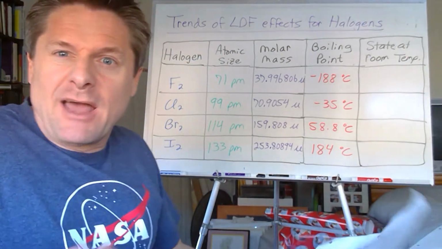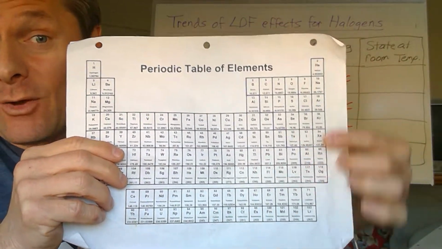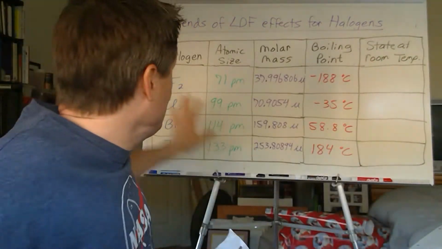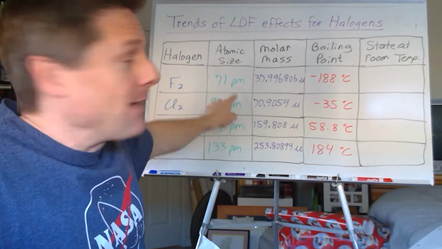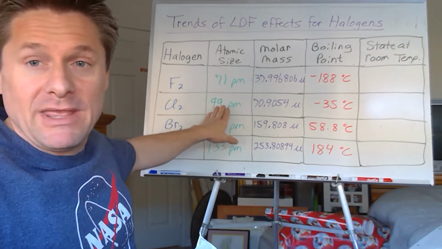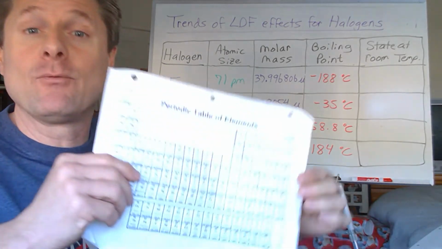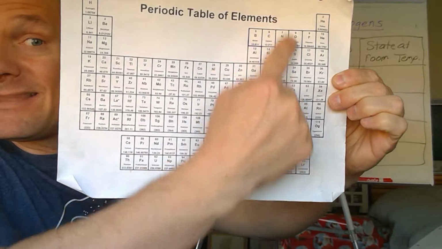I actually wrote the numbers down. I wouldn't expect you to memorize that, but you do know that they get bigger as they go down. Okay, so I didn't do the molecular size. These are just size of the atoms. So the diameter of fluorine atom would be 71 picometers. Chlorine would be 99, bromine 114, iodine 133. As you go down, that would make sense, right?